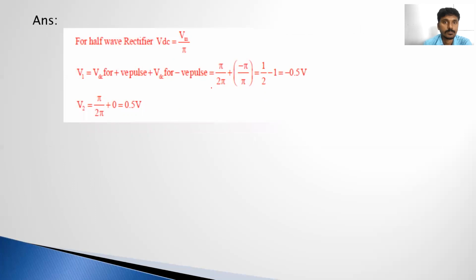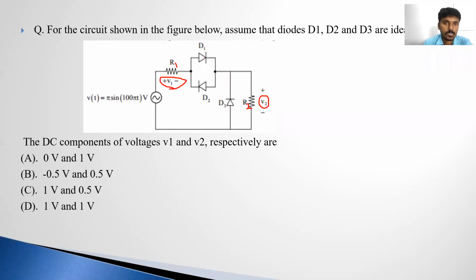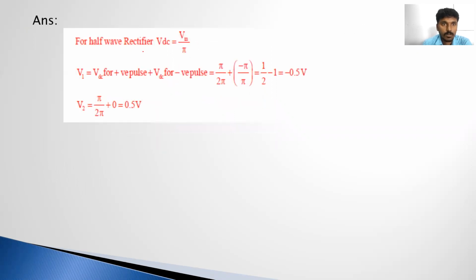You can see here, this is the unregulated power supply. AC voltage converter, AC to DC, fixed AC into fixed DC. So for half wave rectifier, VDC is equal to Vm by pi. This is the equation we are getting from the half wave rectifier for the diode. Clear? So V1 is equal to VDC for the positive pulse.